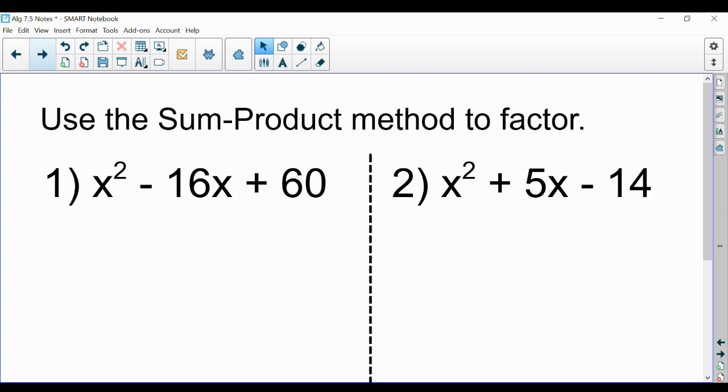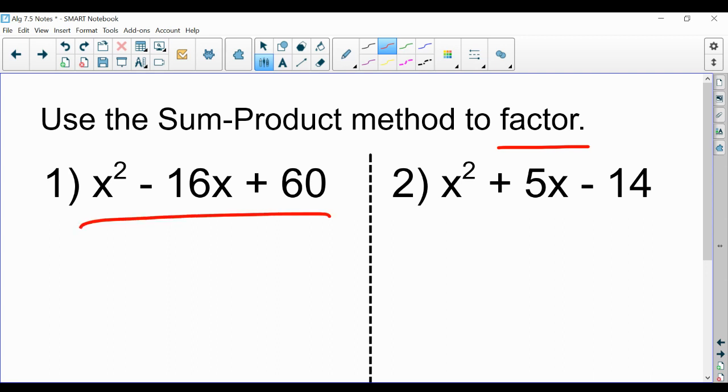Now, in these two problems, notice I'm not asking to solve. I'm saying I need to factor. And how do I know I'm not supposed to solve? Well, you solve an equation, and an equation needs an equal sign, and neither one of these has an equal sign. So all they want us to do is factor this trinomial.